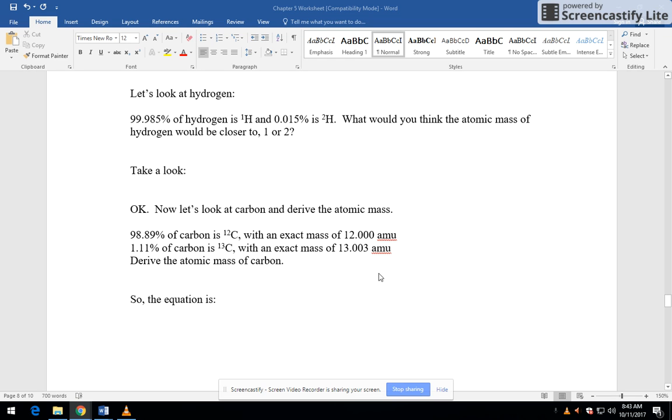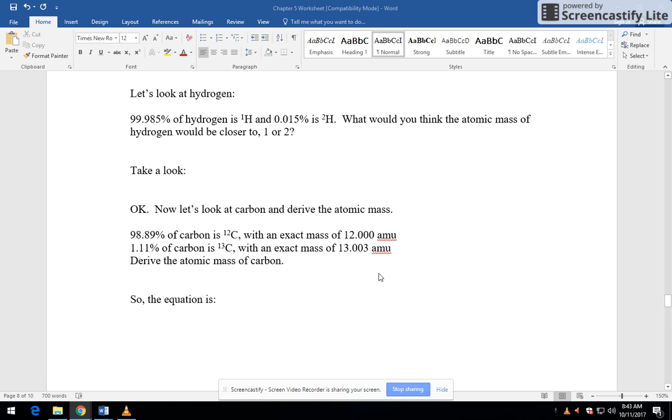Maybe the atomic masses are making some more sense to you. Go to page 8 of the notes, and I want to take a look at hydrogen. Now, I'm going to tell you a couple of things. This is stuff that you would be told. 99.985% of the hydrogen in the world is hydrogen 1. And a whopping 0.015% of it is hydrogen 2.